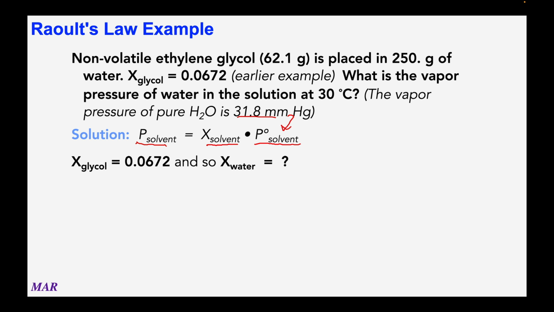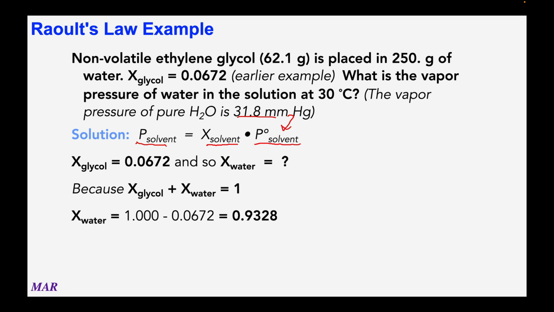However, if there's only two components, then mole fraction of ethylene glycol plus mole fraction of water will equal 1. So if you go 1 minus the mole fraction of the ethylene glycol, that gives you the mole fraction of the water: 1 minus 0.0672, mole fraction of water, 0.9328. So that's the chi solvent value that we need.